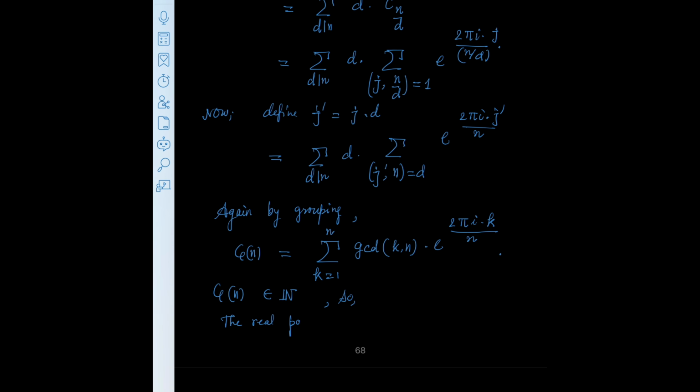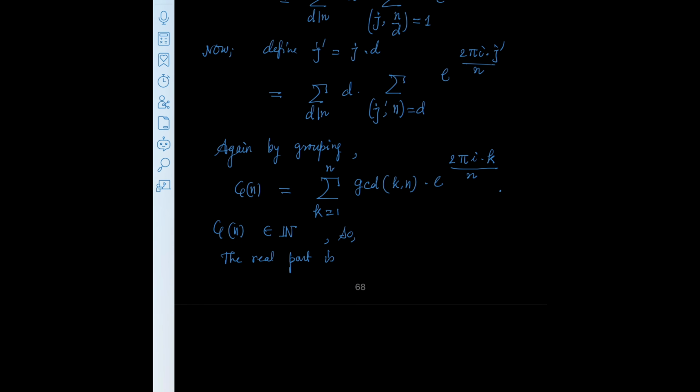As phi n is real and belongs to the natural numbers, we want to look at the real part of the left hand side. So the real part is the sum over k from 1 to n of GCD of k comma n times cos 2 pi k by n. Yeah, so this is a very nice formula.